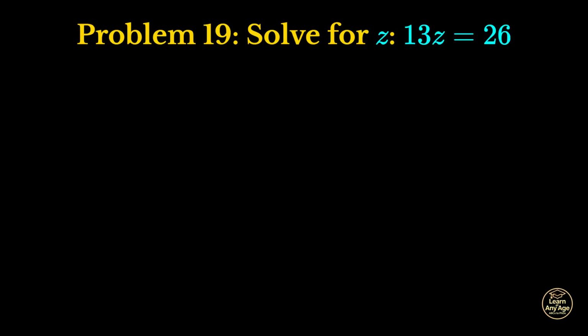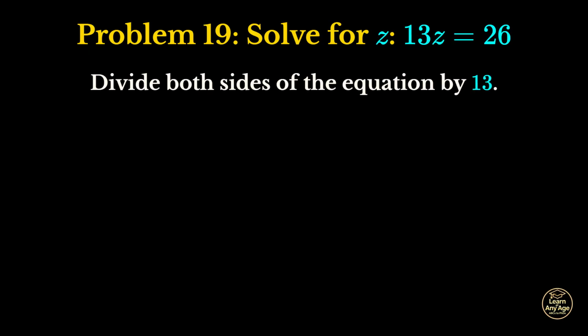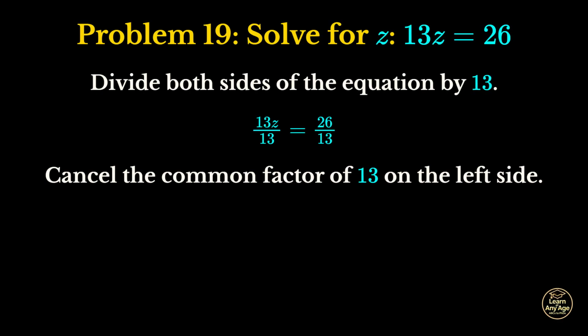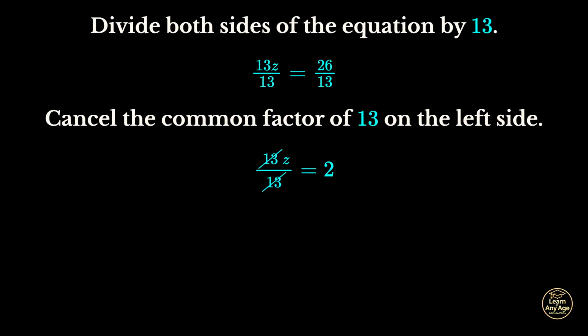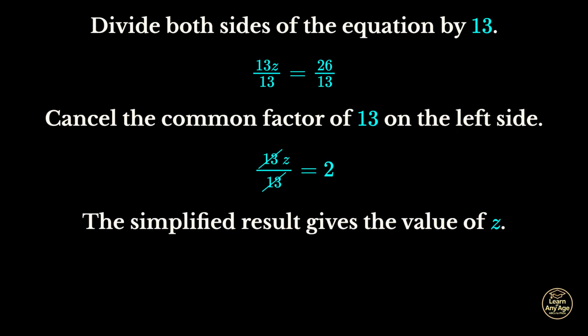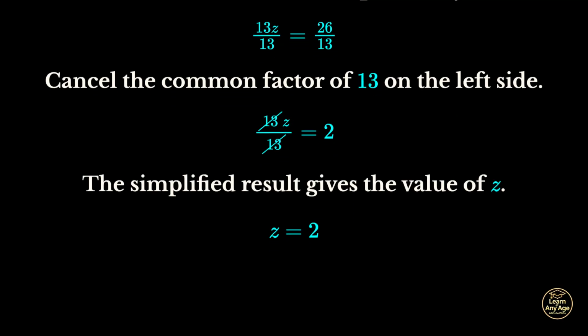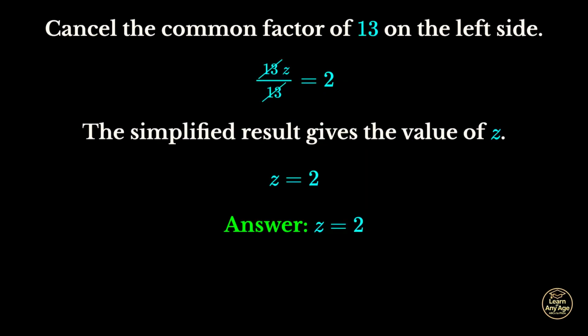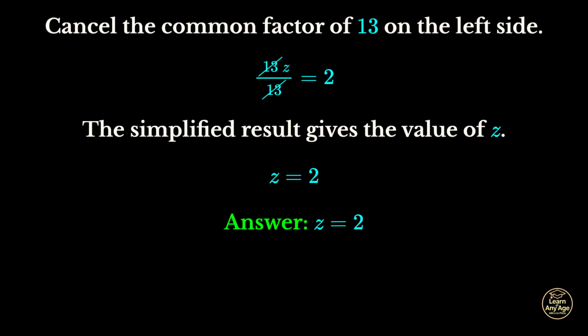Problem 19, solve for z, 13z equals 26. Divide both sides of the equation by 13. 13z over 13 equals 26 over 13. Cancel the common factor of 13 on the left side. 13 cancelled out, z over 13 cancelled out equals 2. The simplified result gives the value of z. z equals 2. Answer, z equals 2.